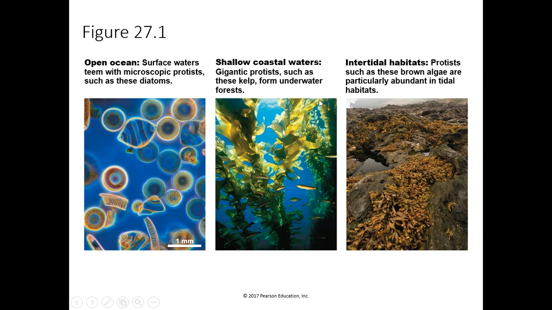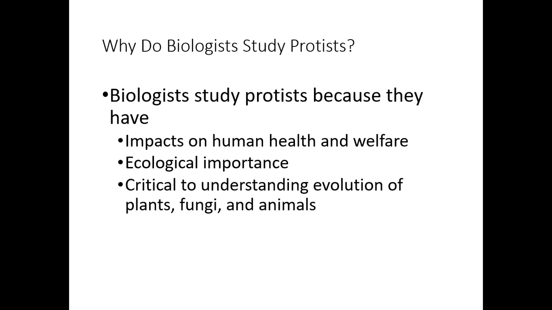Shallow coastal water. Here's an example of an underwater kelp forest. This is a large multicellular protist. So gigantic protist. So kelp is a protist. It's different than green plants, and these form underwater forests. All right. Protists such as the brown algae, particularly abundant in tidal habitats. So we see these here, these intertidal habitats containing these protists. Notice again that we're looking at places that are in and around water where we find these protists commonly. So why should you care about protists, right? Other than the fact that you'll see them on your first exam.